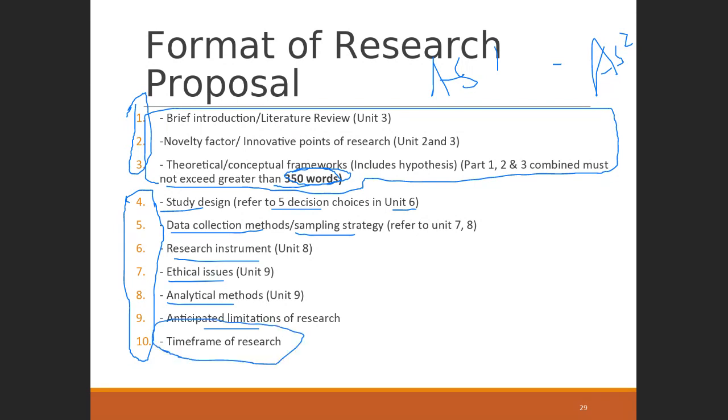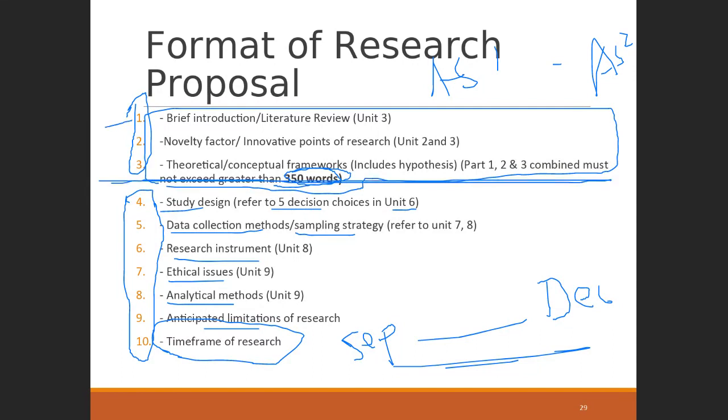The time frame of your research would be the same for all the students, from September to December. So this would be your time frame for the research. So your research proposal has 2 parts. The first part consists of the first 3 sections which you have already discussed in your assignment number 1 and assignment number 2. You just need to summarize them into 350 words, and part number 4 to part number 10 is a new addition to your research proposal. So this is the format of your research proposal.